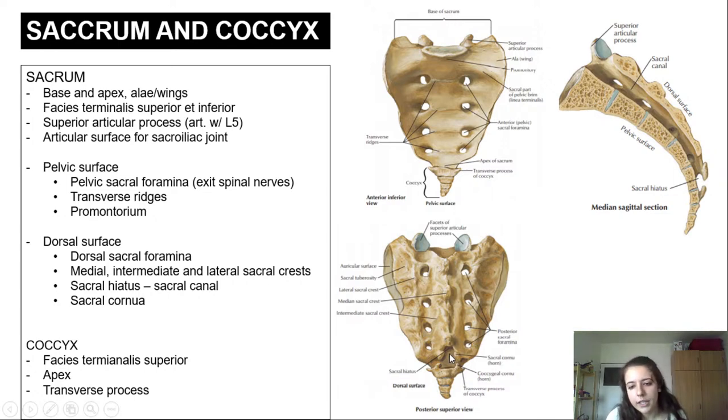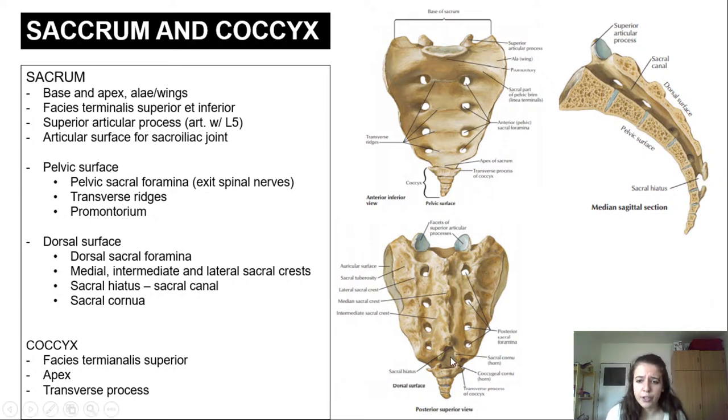Then we have the sacral hiatus, which hiatus means opening. So it's the opening of the sacral canal. So this whole thing, from here to here, that is the sacral canal. Oh, you have it here. So this is the sacral canal, which contains, not exactly the spinal cord at this level, but some cerebrospinal fluid and other structures that you'll see when you study nervous system.